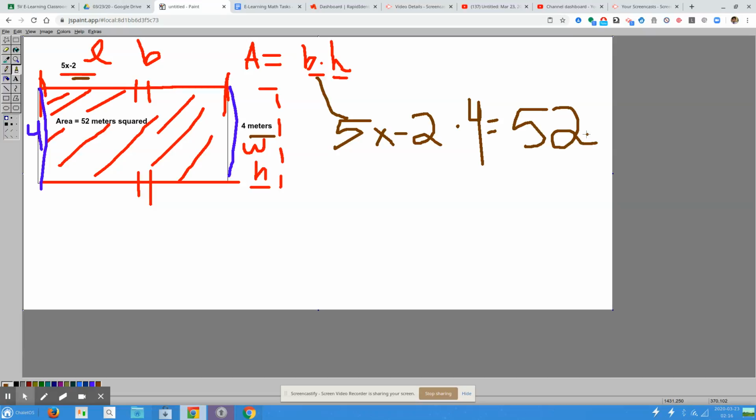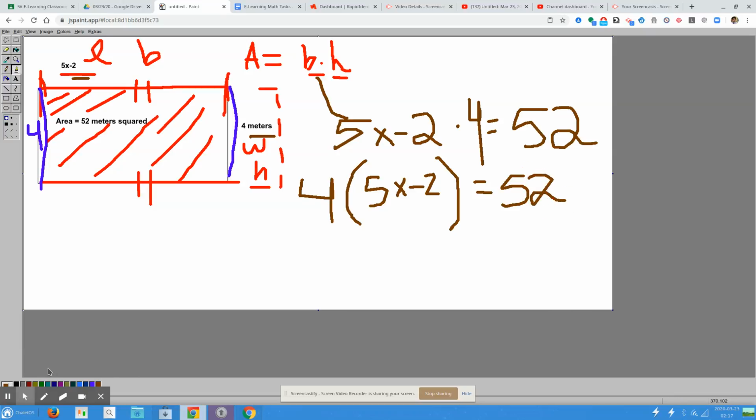The next step, after we've written the equation, is to solve the equation. Before I solve the equation, I'm going to rewrite this in a way in which I can properly distribute the 4 to the 5x minus 2. So my next step would be writing the 4 like this, so that I can multiply the 5x and the 2. I'm using 4 as a distributor: 4, open parentheses, 5x minus 2, close parentheses, equals 52.